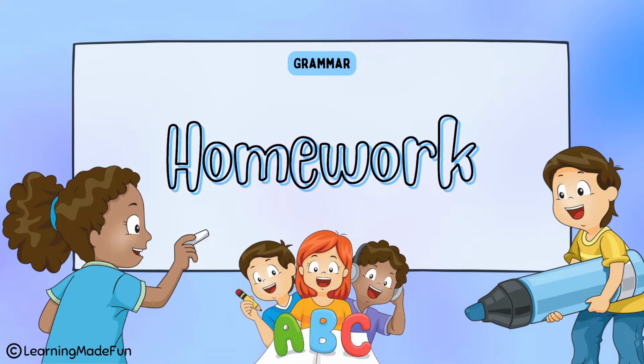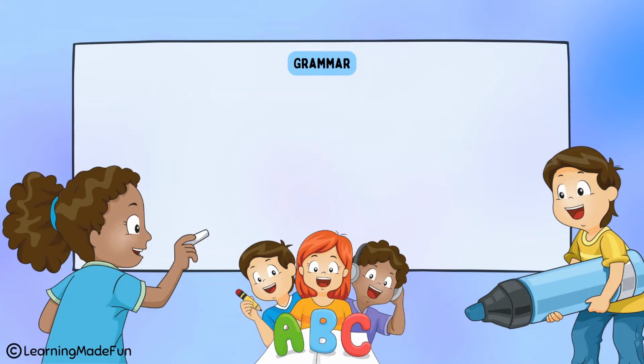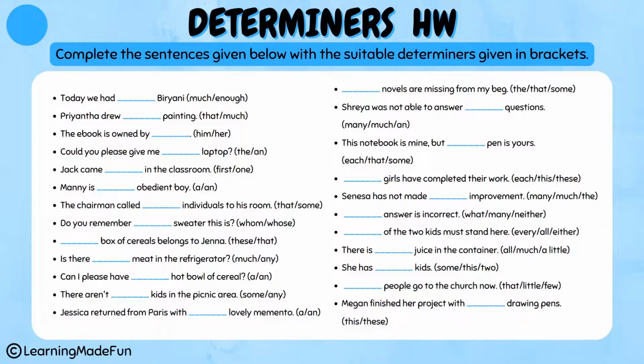Okay, so I'm going to take up some of the homework questions with you. First we have, today we had much or enough biryani. So remember that this is a quantifier, enough. It tells us that we've had enough biryani. So it tells us the amount, we've had enough. Priyanta drew that or much painting. So remember that that refers to a specific noun. So it's not any noun, it's that painting. Not just any painting, it's that painting. So it's a specific painting.